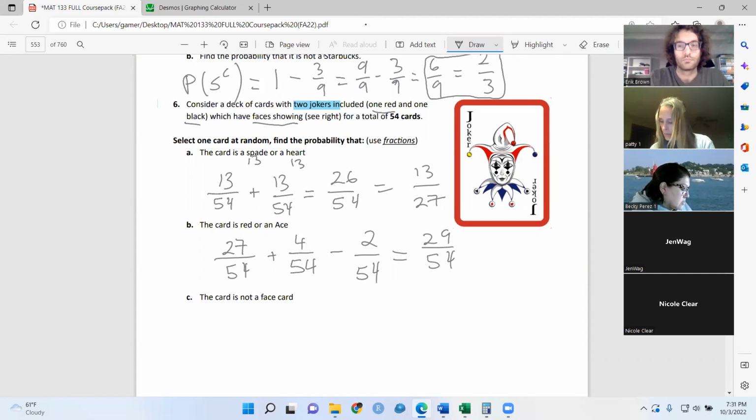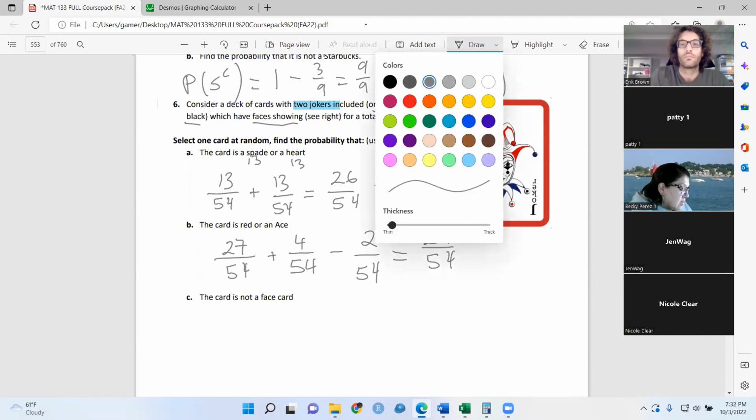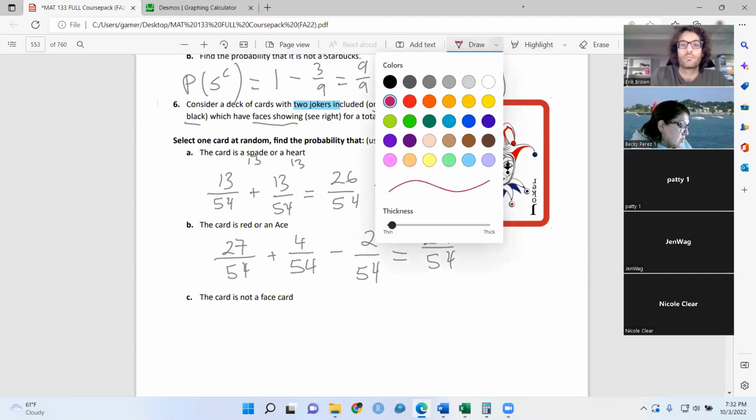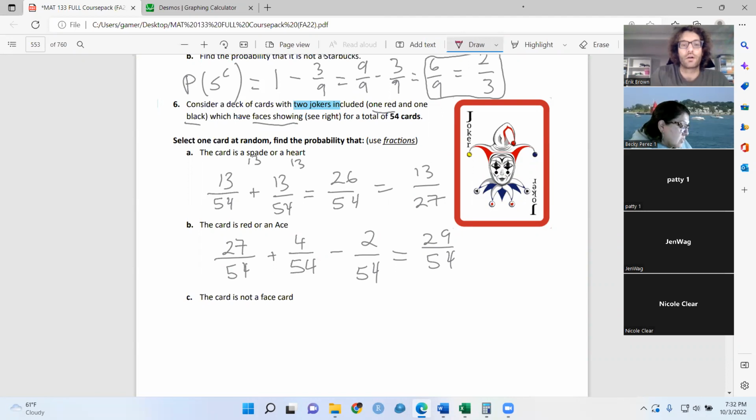Awesome. Okay, you just lost me. Do you understand the red cards? Why there's a 27 over 54? Okay, yeah, let me write that down. Red cards. Yeah, there's 13 of each, the hearts and the diamonds, plus the one extra for the joker, that gives us the 27.